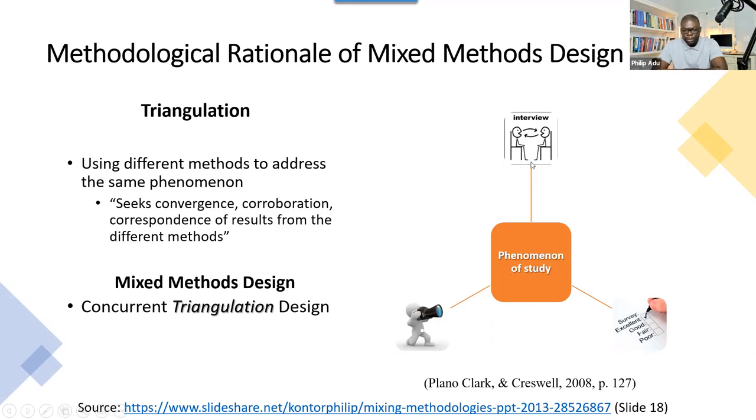You can go ahead and do interviews, you can do observations, you can do surveys. At the end of the day, are the findings that you are getting from different methodological points of view saying the same thing, or are we arriving at the same kind of result? That's what you want to do, especially when you're using concurrent triangulation design. You can use triangulation as a way of supporting your decision to use this approach or design.